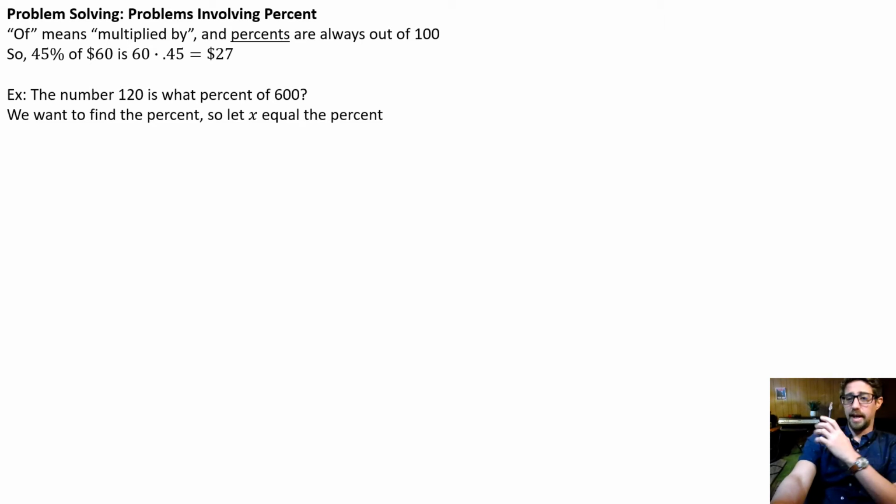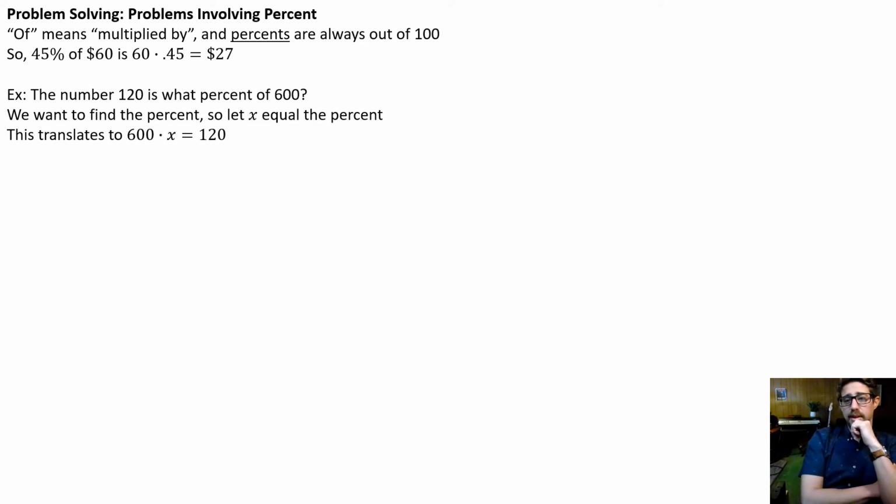All right, let x equal the percent. And this means that x percent of 600 is 120, or 600 times x is 120. Now the number that we get here is going to be a decimal. We're not dealing with the fact that it's a percent yet. But just make sure that part makes sense to you.